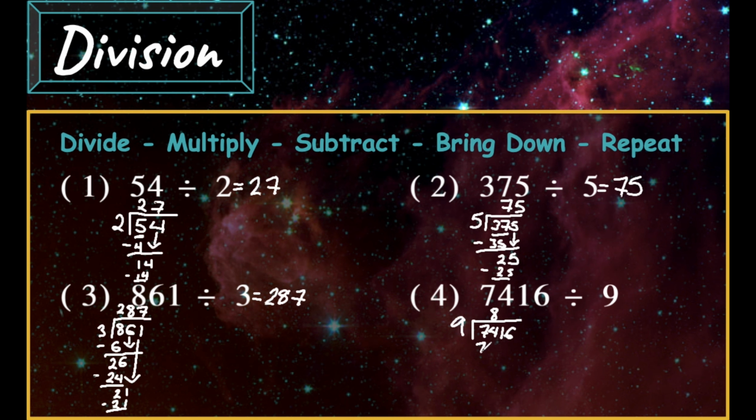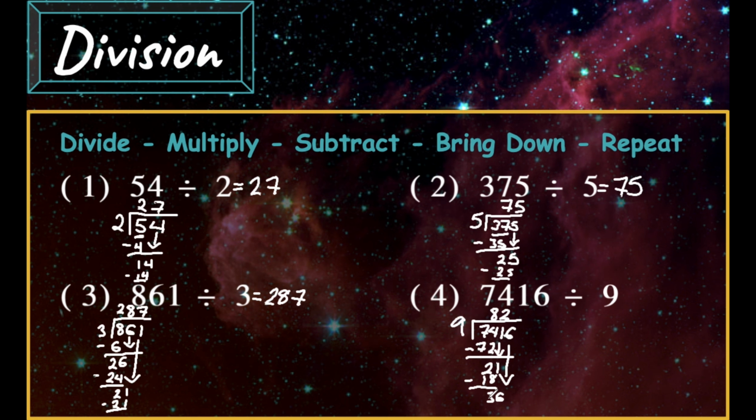9 times 8 is going to be 72. And when we subtract 74 by 72, we're going to get 2. And we're going to drop the next number. So we'll have 21. How many times does 9 go into 21? 9 goes into 21 2 times. 2 times 9 is 18. Then we can subtract. 21 minus 18 is going to be 3. And then we drop the next digit.